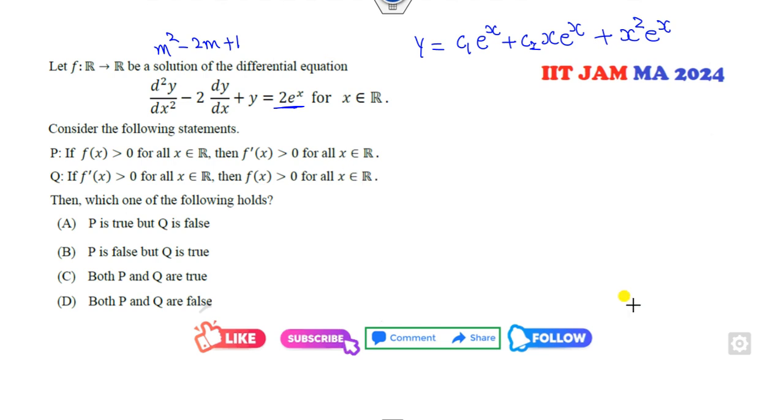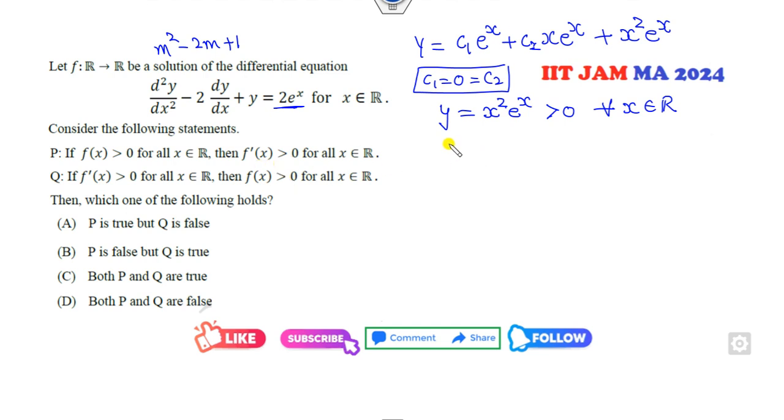Now what does the statement suggest? You have to say f is greater than 0. When will it be greater than 0? When I can simply choose c1 and c2 both as 0. Then your y will be x square e raised to power x, which is always greater than 0 for all x in R.